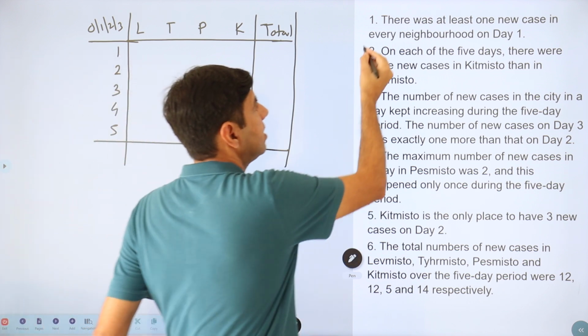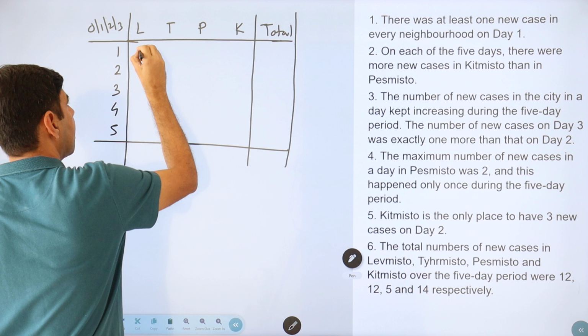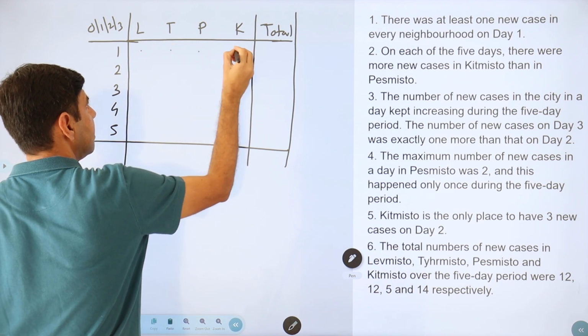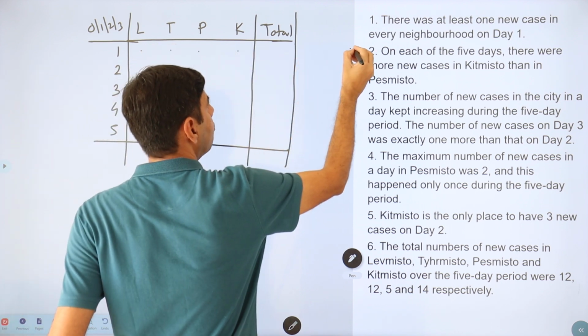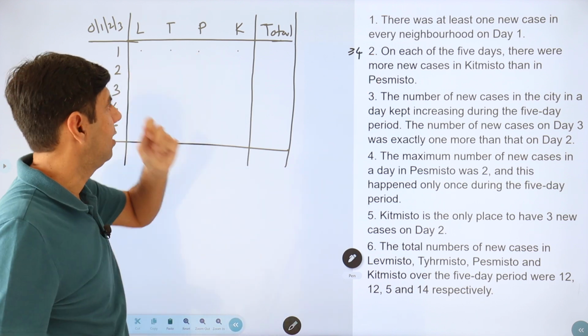So let's start. There's at least one new case in every neighborhood on day 1. So right on day 1, at least one is there. So I get a minimum of 4 over here. Okay, so think always of what it could be, minimum of 4.